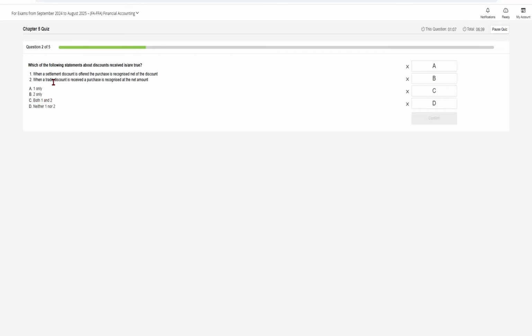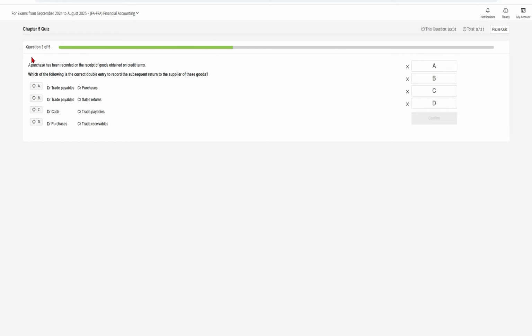Okay. So now next. When a trade discount is received, the purchase is recognized at the net amount. Yes. So basically a trade discount is given immediately at the point of sale. So it's given upfront, like for buying in bulk or for a loyalty customer. So the buyer knows the final amount at the time of purchase. So the purchase is recorded at the net amount. So this one is correct. So that means option B is correct.